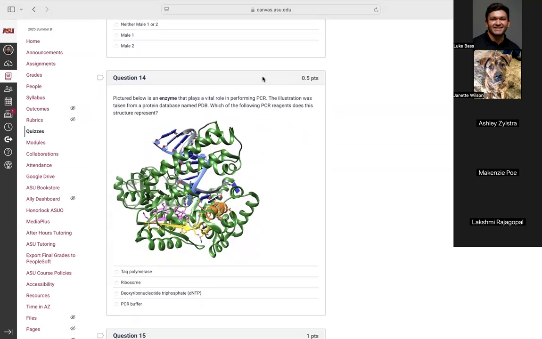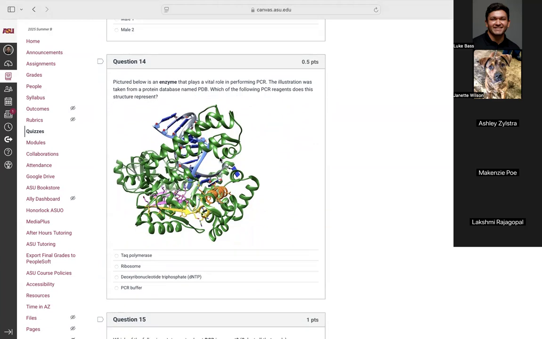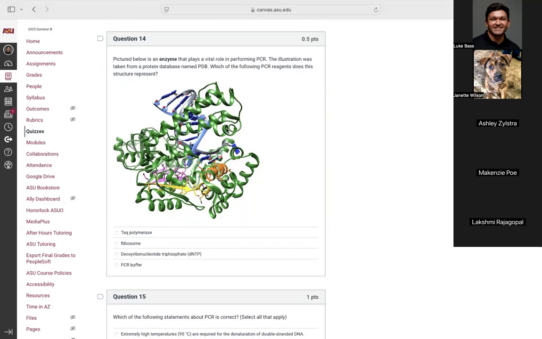So then question 14, the picture below is an enzyme that plays a vital role in performing PCR. I just wanted to show you what a protein might look like when you're looking at it online. This is an illustration that a lot of researchers use, and this is just to help you familiarize yourself. This is the enzyme that's used during PCR, and Lakshmi, you're on the right track there. Obviously, if you're looking at some of the other answers, specifically PCR buffer, that doesn't have any enzymes itself. It's just a bunch of molecules. So you want to familiarize yourself with what a protein might look like compared to a buffer and other small molecules.